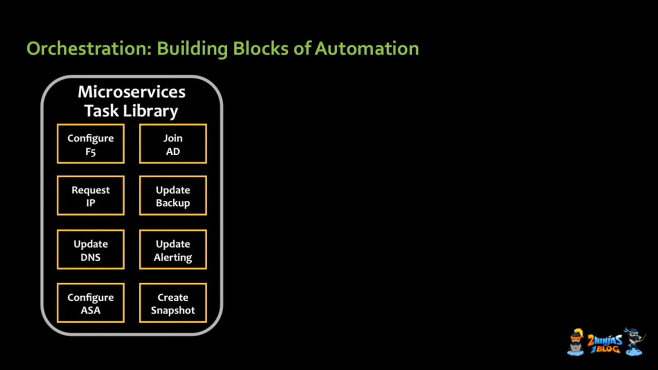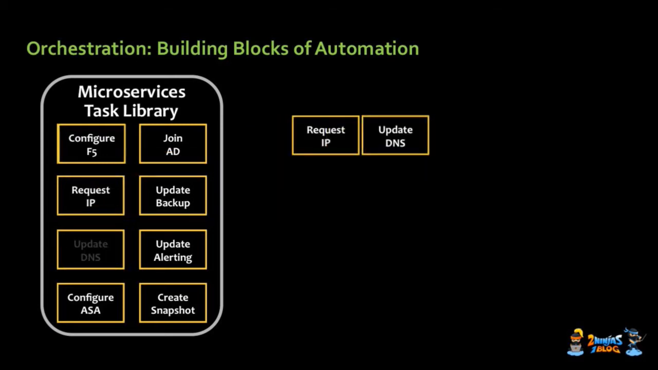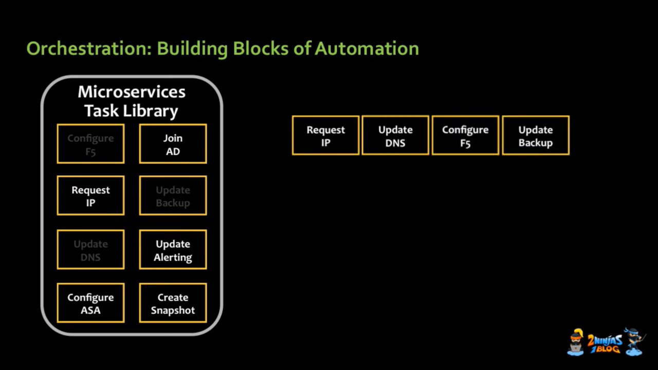So what you can see are little microservices, and these are the building blocks of automation. You take the small repeatable tasks, and you write a workflow for it, such as joining AD or updating your backup system. And here we have a little animation where you're requesting an IP, which is a sub workflow. You can run it on its own, but stitched together, you create a master workflow where you're updating the DNS, you're load balancing, and maybe updating your backup environment.